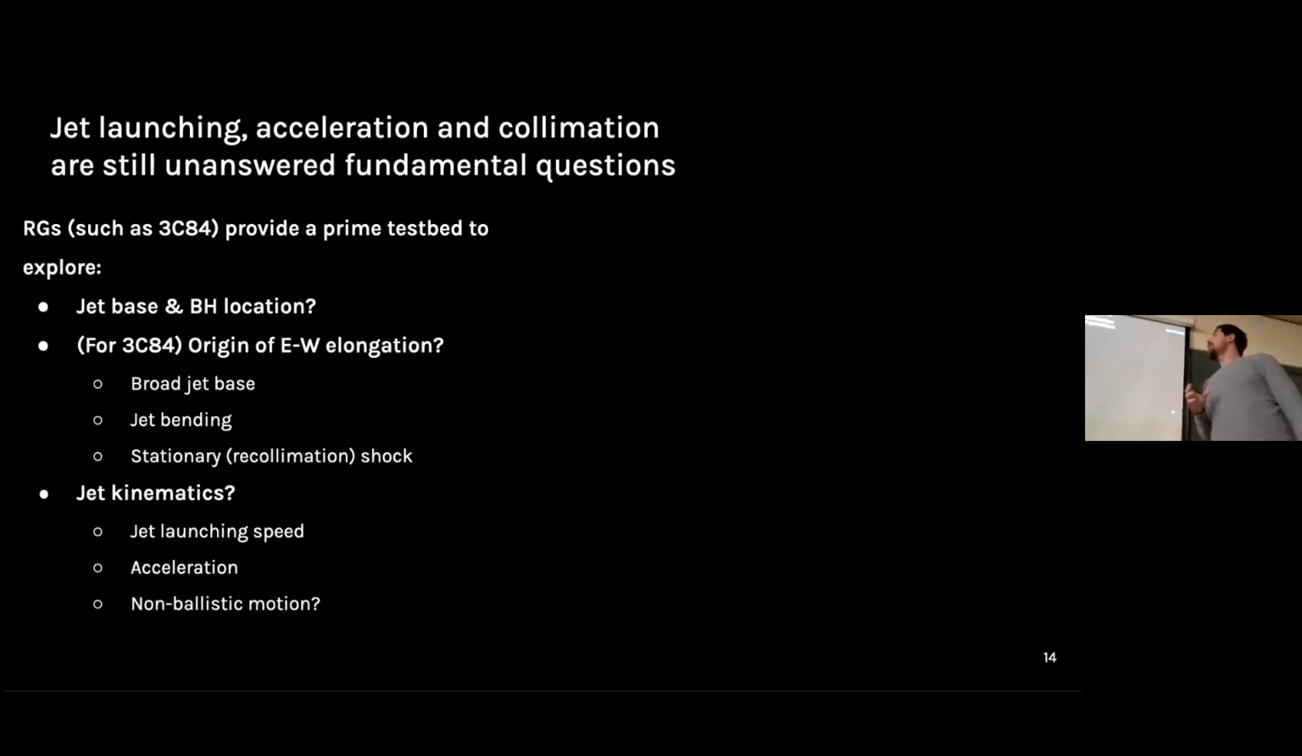So jet launching, acceleration, and collimation are still open questions, which are fundamental to jet science. And radio galaxies, such as 3C84, provide a prime test bed to explore the jet base and the black hole location. Specifically for 3C84, look at what the origin of this east-west elongation is that I talked about. Could it be a broad jet base, jet bending, or something stationary like a collimation shock?